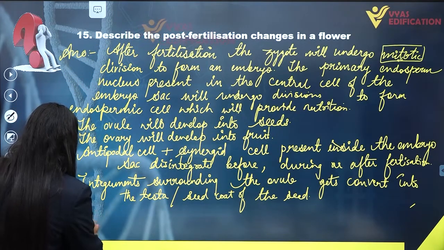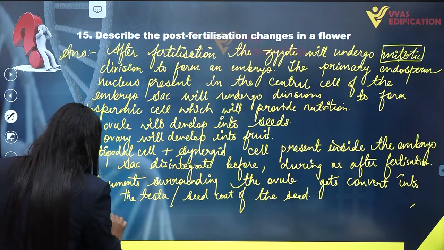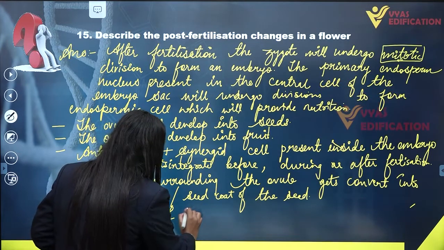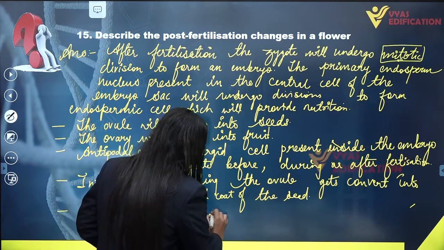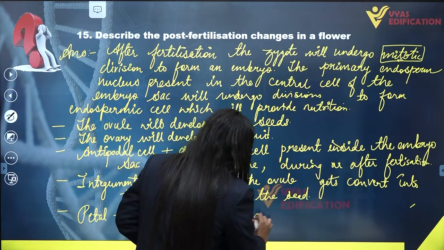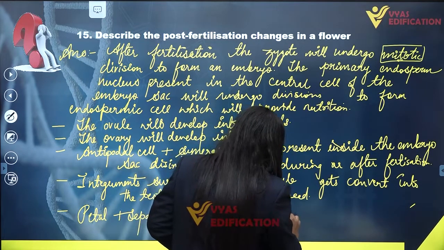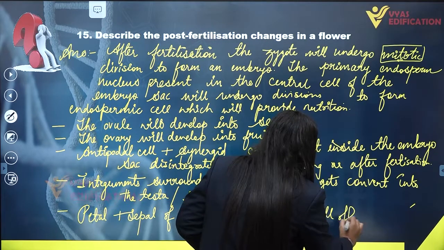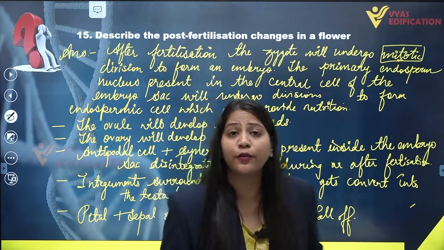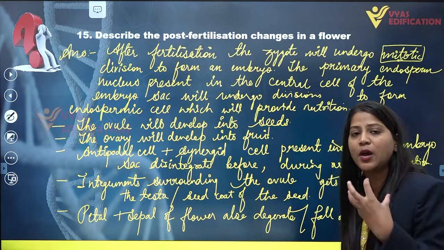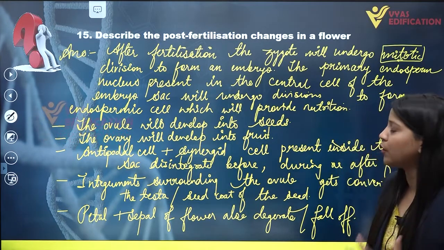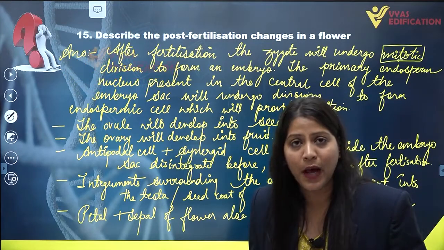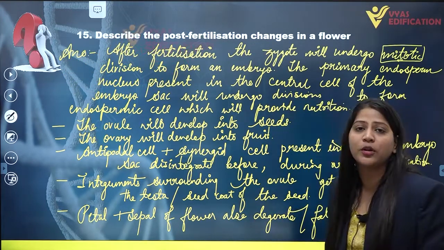Last but not least, the petals and sepals of the flower also degenerate or fall off. So this is the series of changes which can be observed just after the fertilization in case of flowering plants or angiospermic plants. So this is a complete solution of question number 15 here.